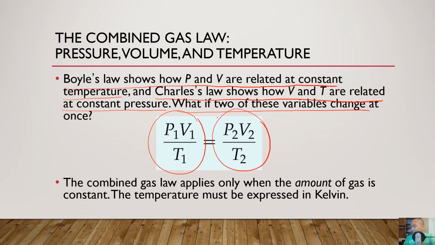How would this work? This will give you P times V over T is a constant. Or in other words, P1 times V1 over T1 is P2 times V2 over T2. And this law is so-called the combined gas law. Remember, the temperature in any gas law, including this combined gas law, must be in Kelvin scale.